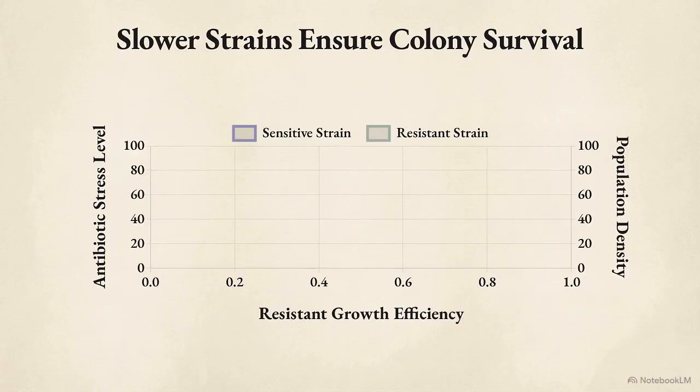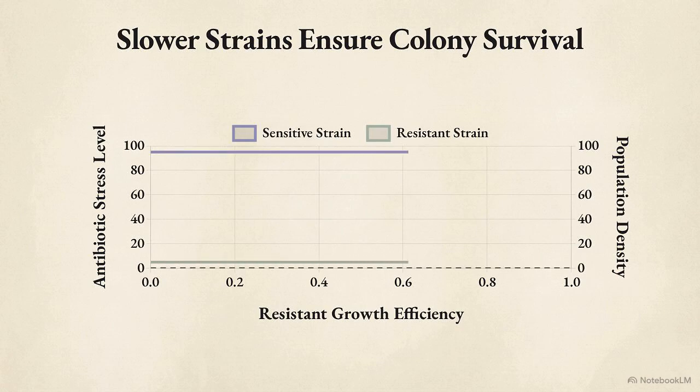This graph models that exact scenario. The y-axis represents antibiotic stress, while the x-axis tracks the growth efficiency of the resistant cells. Look at the bottom edge, where the antibiotic stress is 0. In a drug-free environment, the sensitive strain dominates the population almost entirely. The resistant strain only holds its ground at the extreme far right, at a 1.0 maximum.